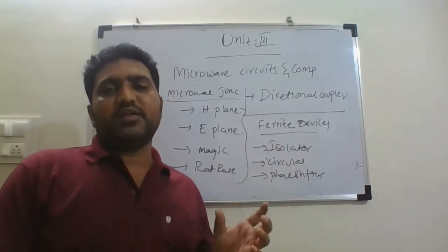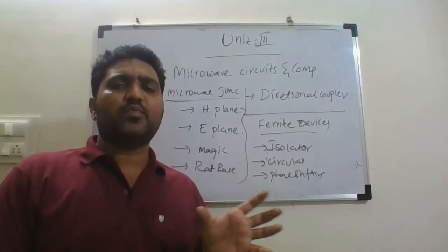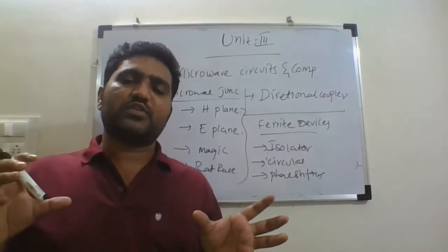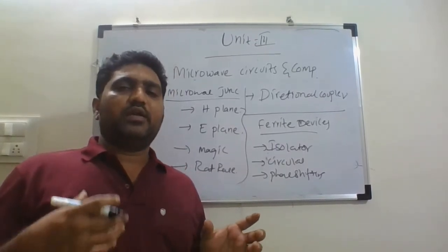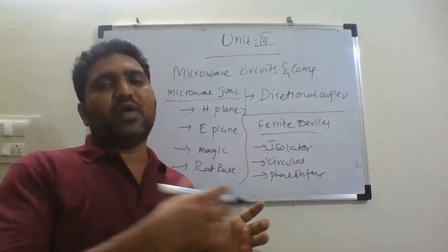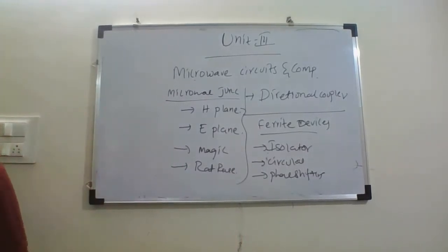As the name indicates, isolator means it is isolating or separating something. What does it separate? It separates the source from the rest of the circuit. So you have an isolator which will pass the signal only in one direction. It will block the signal in other directions.